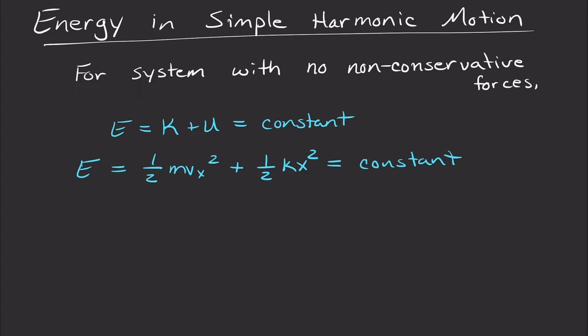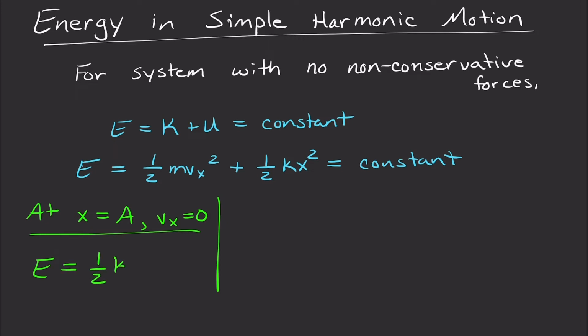As we saw before, at certain locations, we know exactly what the energy should be. When our position is equal to the amplitude, meaning we're as far away from equilibrium as possible, that's also when Vx equals 0. So if x equals A and Vx equals 0, we can plug that into our energy equation. That makes the kinetic energy term go away, and our energy will be all potential energy, equal to 1/2 kA squared, where we've plugged in A for x.